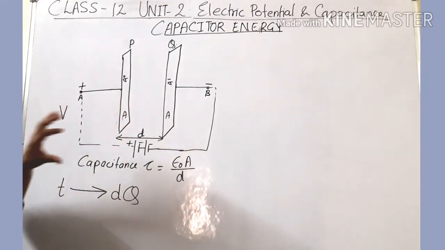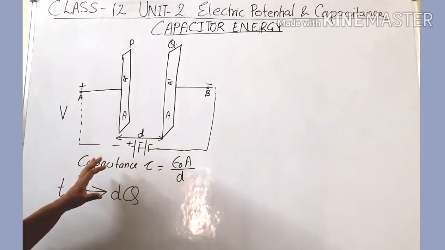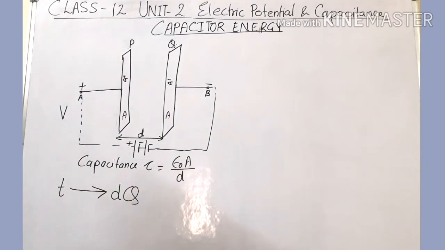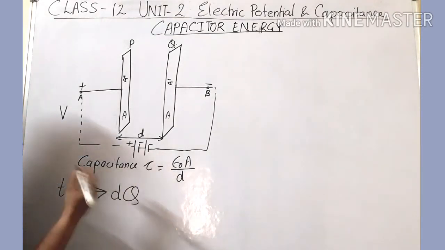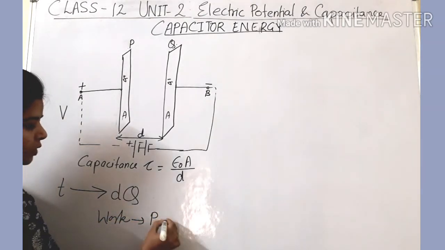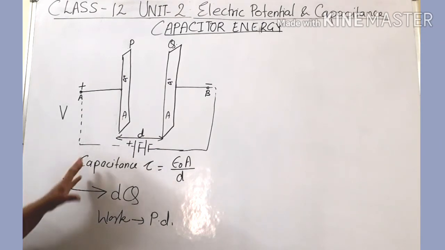I have discussed this phenomenon, the mechanism of the capacitor, in detail in my last videos. You can go through the link and get all these videos. So come to the point here. This one is the dq charge, and you know the basic formula that work and potential are linked with each other, potential difference and work. That is also given in descriptive, explanatory form in the same unit, electric potential.